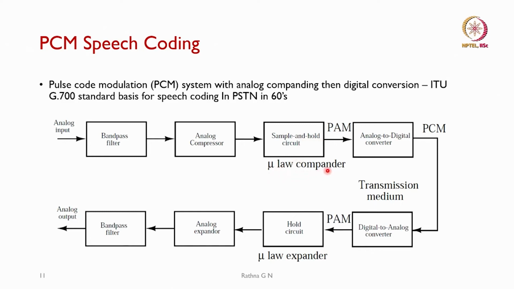So, which is going to use the mu-log compander, and then the output we will be getting is a pulse amplitude modulated (PAM) signal. Then we do the analog to digital conversion, which is known as pulse code modulation, and we put it in the transmission medium. Then digital to analog conversion, and then again analog modulation. This is the whole circuit. Then you have the analog expander, and then use the band pass filter to get the analog output. So, the mu-log expander was used for this purpose.